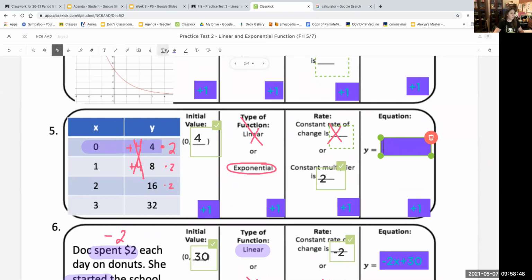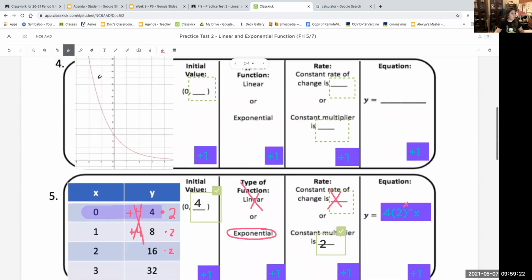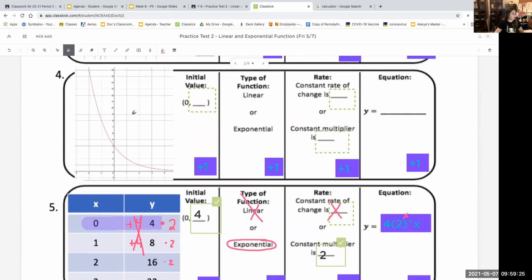Let me change my color. So my initial value first, you can either put the star. I don't really like the star. I like parentheses better. My constant multiplier. And you have 2 options. You can either do the caret and then the x, or you can just draw the x instead. I would probably just draw the x versus having to deal with this. And then I'll do 4 as well real quick.